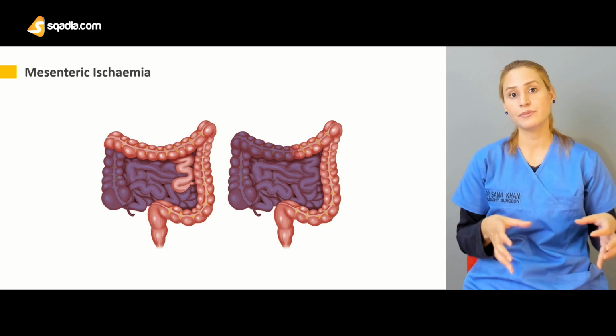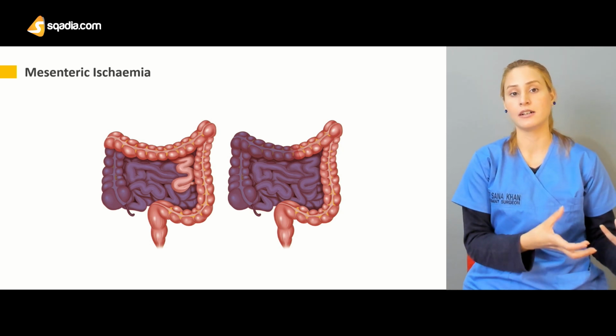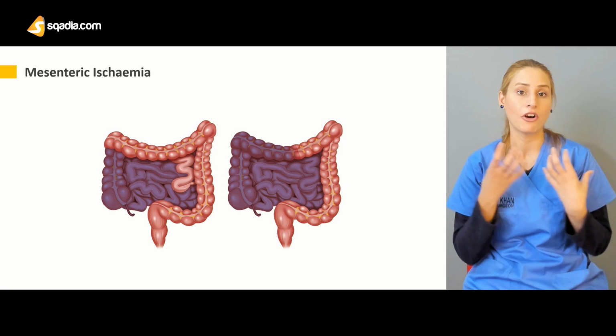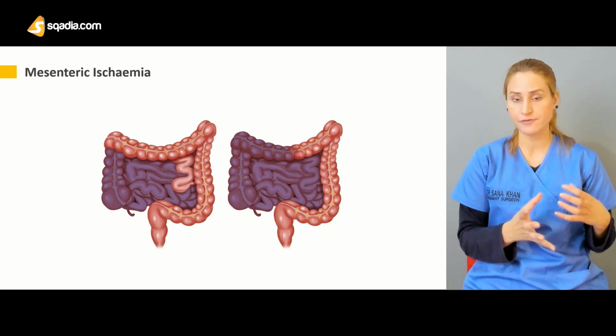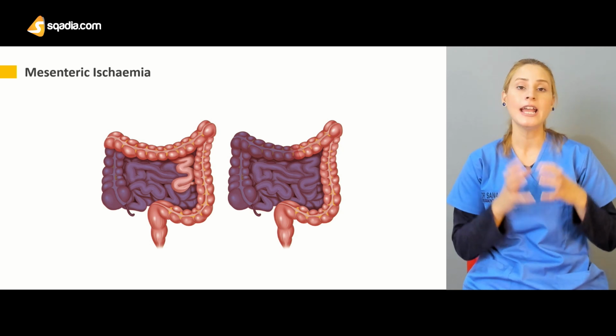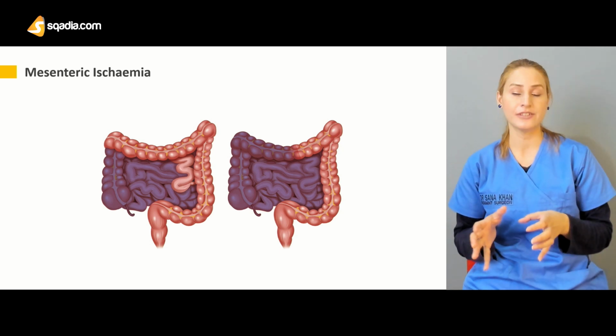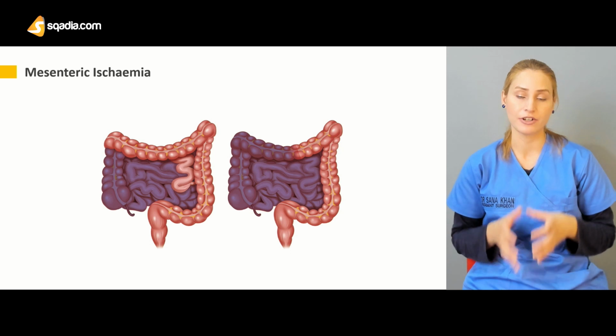And the source of the thrombus is the pathology in the heart. So emboli will get disrupted from that particular part of the heart, and it can lodge anywhere in the distribution of the superior mesenteric artery.